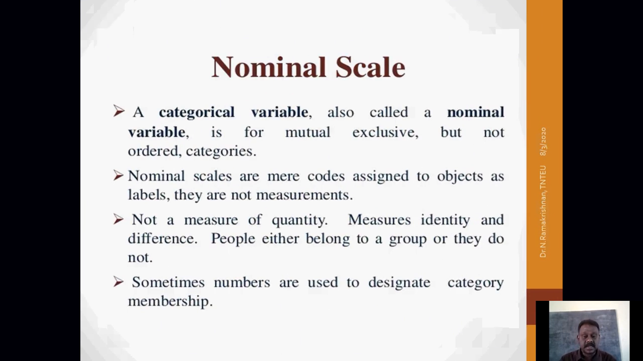Now let us see one by one in a detailed manner. Nominal scale. A categorical variable, also called a nominal variable, is for mutually exclusive but not ordered categories. I have already told you, it is not ordered. Students are coming to your class. You are just giving your class number 1, class number 2, like that. You are giving some name, or you are calling them by name. That is known as nominal scale. Nominal scales are mere codes assigned to objects as labels. They are not measurements. We are not giving any measurements.